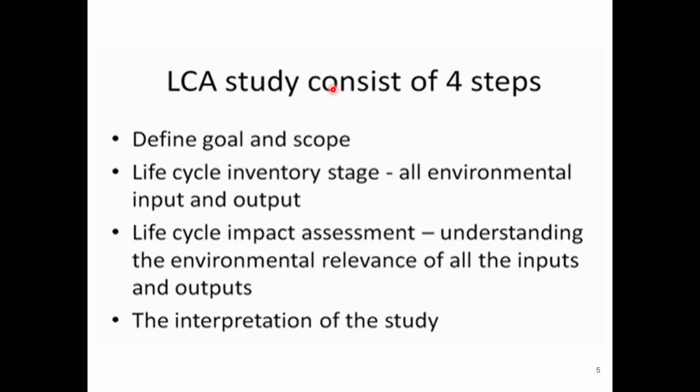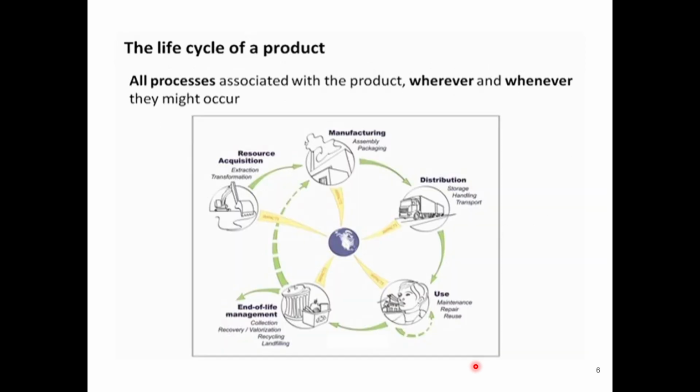As we studied in the last class also, the LCA study consists of four steps. One is defining the goal and scope. One is the life cycle inventory stage, which includes all environmental inputs and outputs, that is basically the elementary flows. We will be studying about that. And one is the life cycle impact assessment, the third step, where we understand the environmental relevance of all the inputs and outputs. And the last is the interpretation of the study. So what is the outcome from the study conducted?